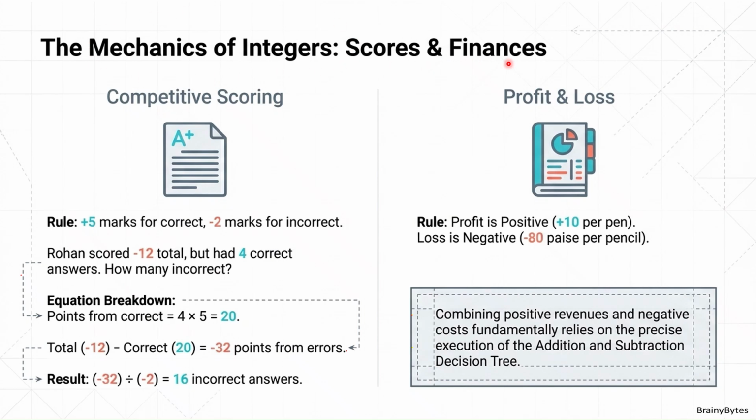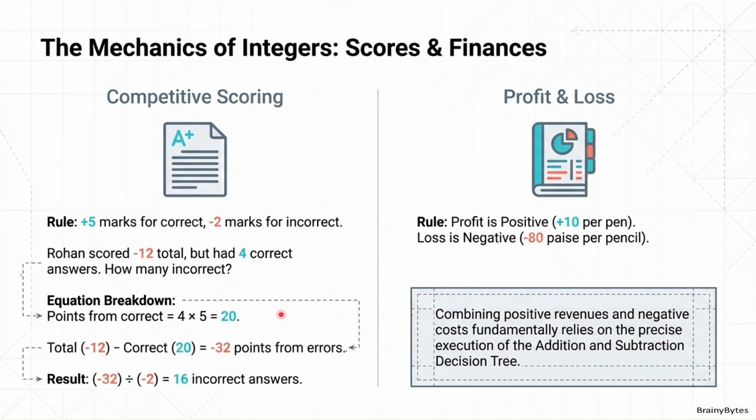Now let's calculate some scores and finances. The competitive scoring. You might have your elder siblings or seniors talking about their competitive scoring, a +4 or -4. Similar to that, here we are given with an exam rule, which says +5 marks for correct and a -2 for the incorrect answer. Here, a boy Rohan scored -12 total, but had 4 correct answers. We have to find how many were incorrect.